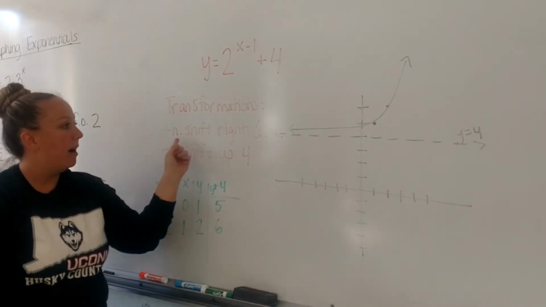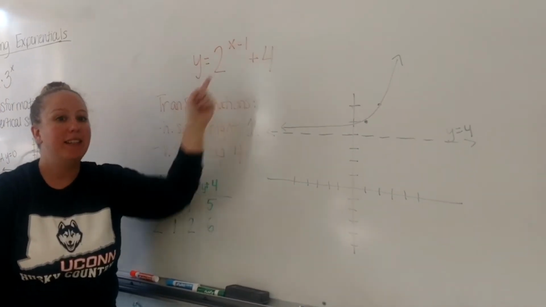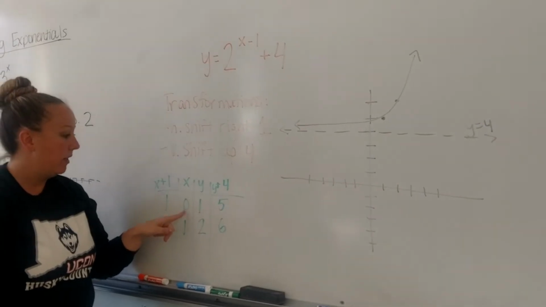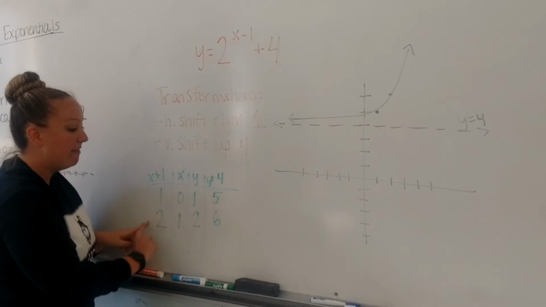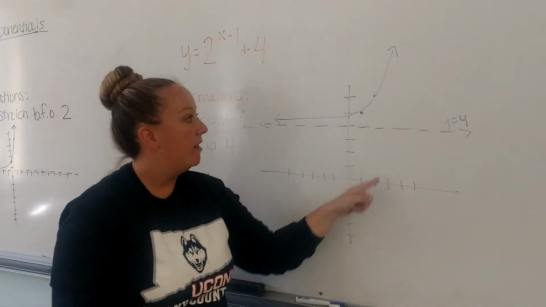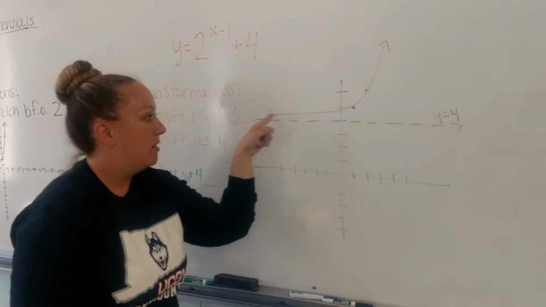And because this right 1 affects your x's, you're adding 1 to your x's. So 0 plus 1 is 1, and 1 plus 1 is 2. So the set of points I'm plotting are (1, 5) and (2, 6). I'm going to draw in my exponential function.